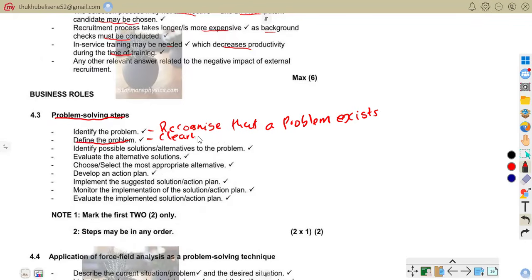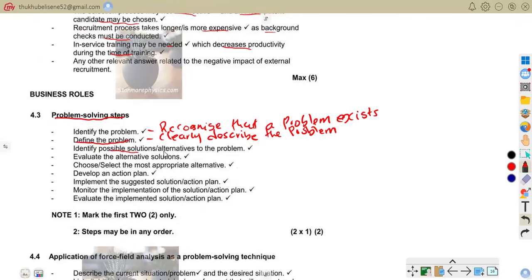We clearly describe the problem. For example, sales dropped by 20% in 3 months. You see, now we are describing the problem. We have identified that the sales are declining. Now we define that problem of the decline of the sales: they have dropped by 20% in 3 months.